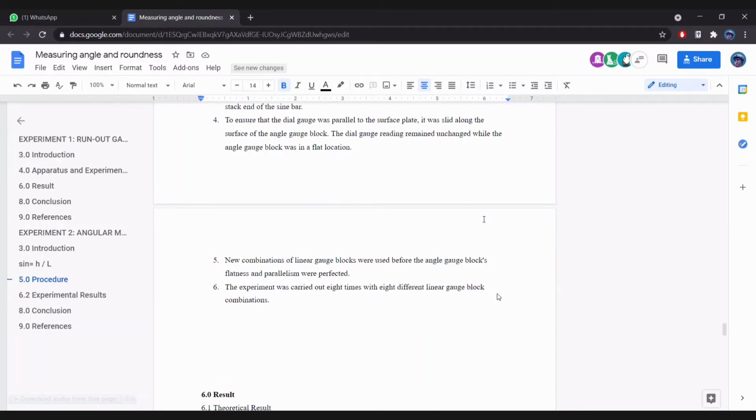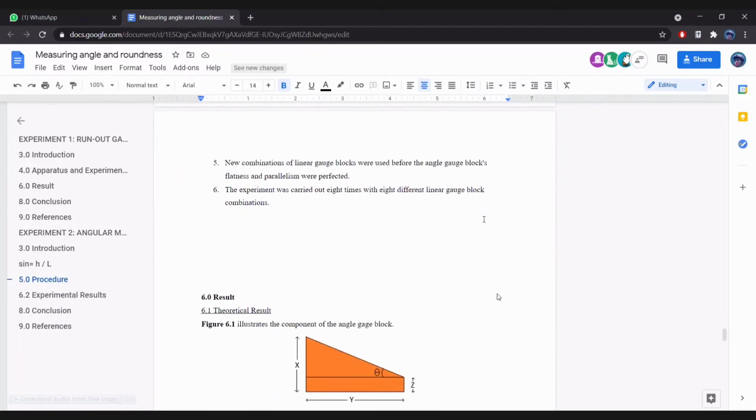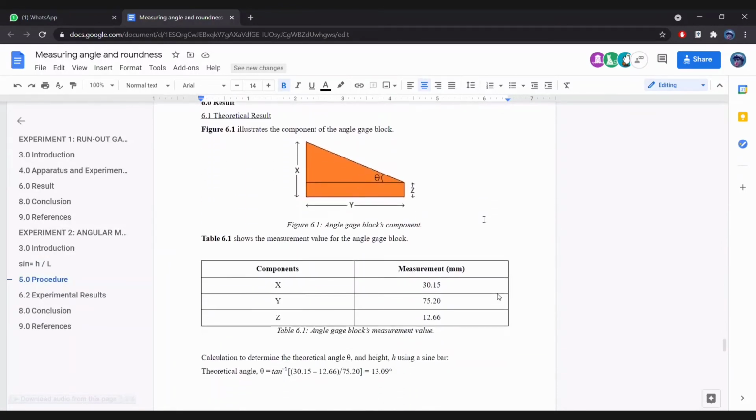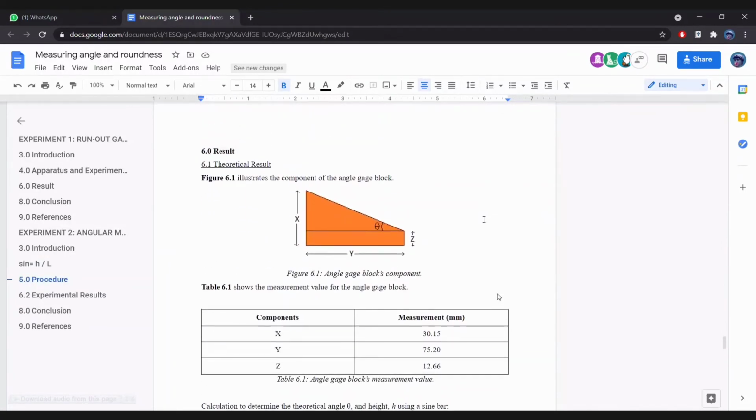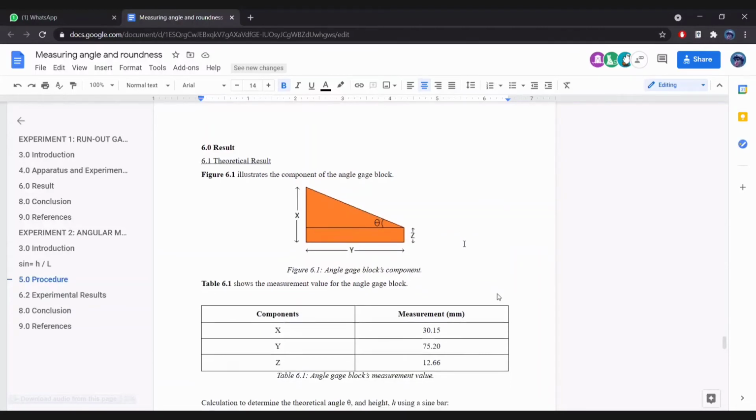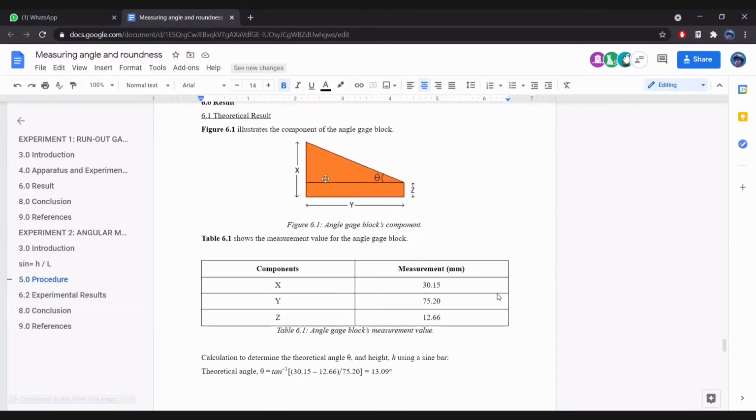Okay, so for the result, I pass to Akim. Okay, thank you, Hadri. So for the result, we measure the angle gauge block with its components first, which is x for its height, y for its length, and z for its width.